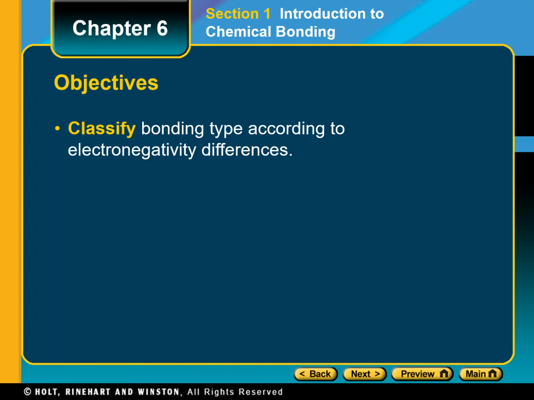At the end of this video, you should be able to classify bonding type according to electronegativity differences. A chemical bond is the force of attraction that holds two atoms together.